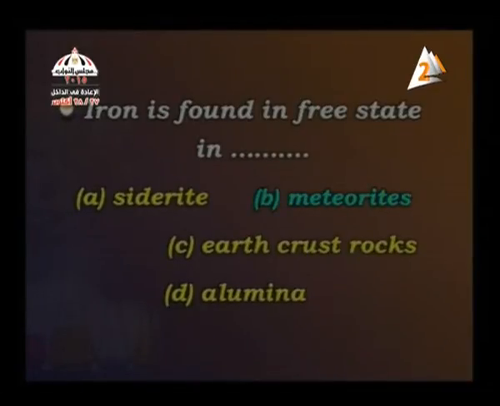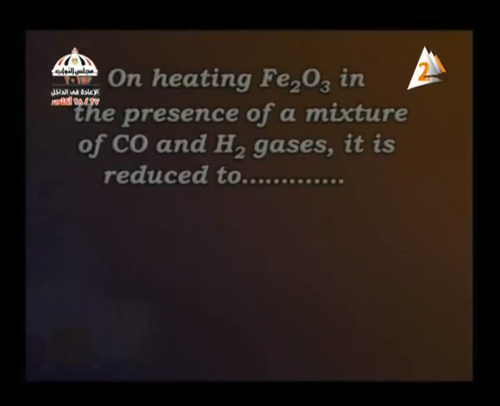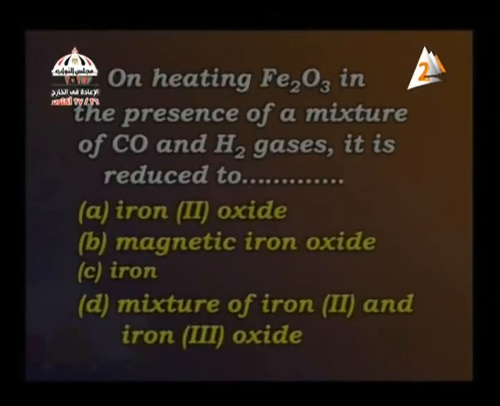Yes, if you think about it, it will be meteorites. Next point: on heating iron 3 oxide in the presence of a mixture of carbon monoxide and hydrogen gases, it is reduced to what? Iron 2 oxide, or magnetic iron oxide, or iron, or a mixture of iron 2 and iron 3 oxide? If you think about it, my dear student, it will be iron. And you know that this is the equation of reduction in the Mond furnace.